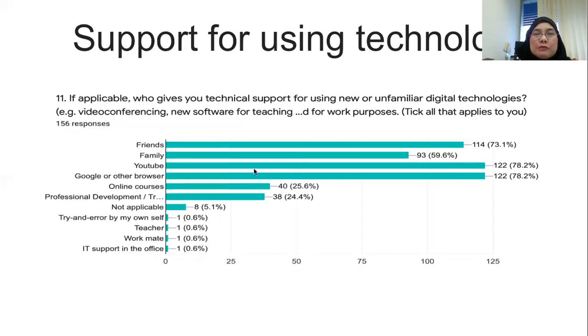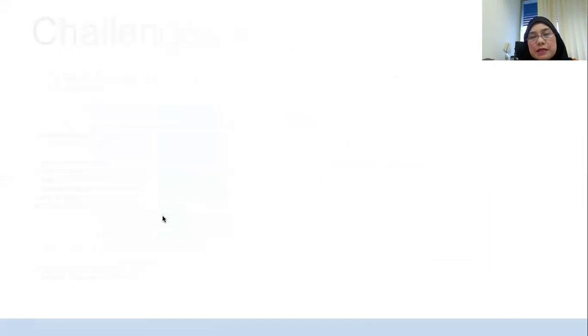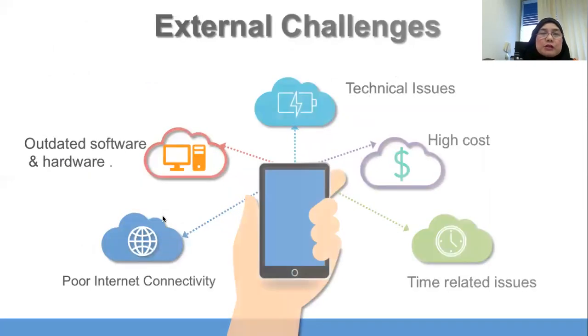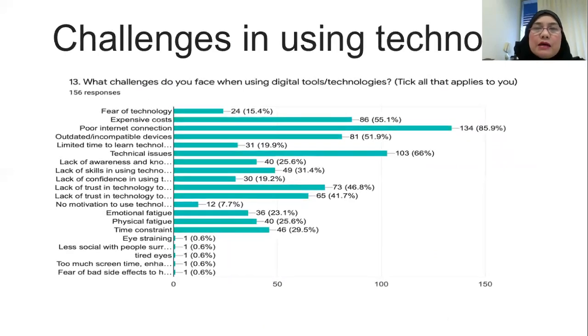Okay, moving on now. I also came up with another set of questions and asked the respondents what challenges they face in using technology. I divided them into two, external factors and internal factors. Overall, if you look at this data, there's a fear of technology by 15.4% of the respondents. And 55.1% say it's the expensive cost. 85.9% blamed it on poor internet connection. Another 51.9% say it's because of outdated or incompatible devices. 66% say limited time to learn technology. And technical issues is another one as well, 66%.